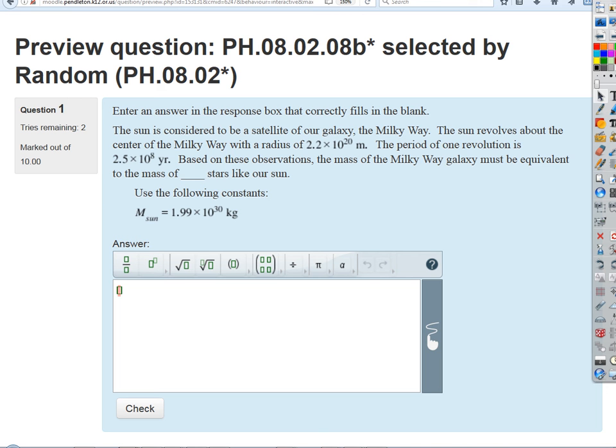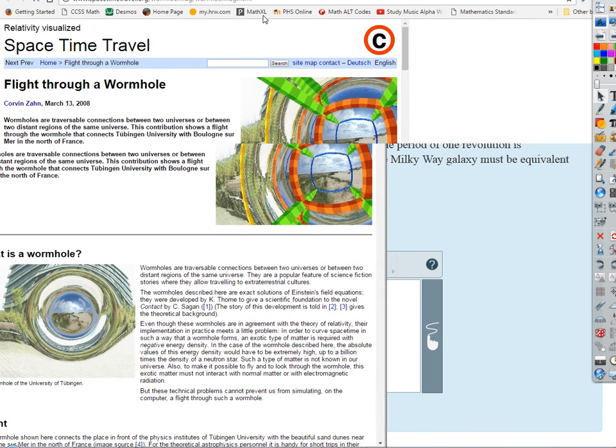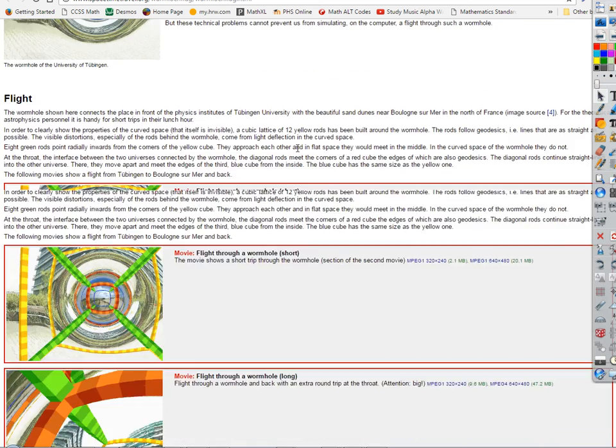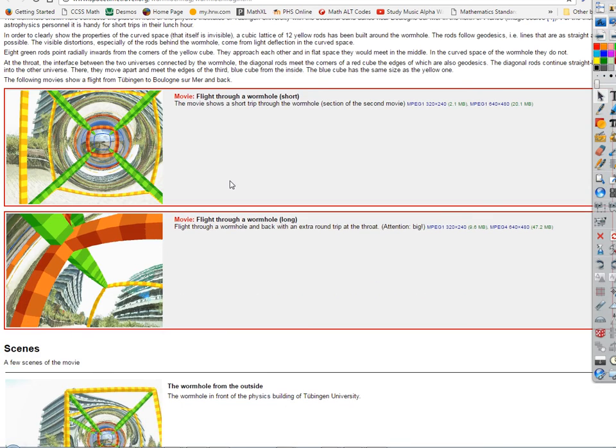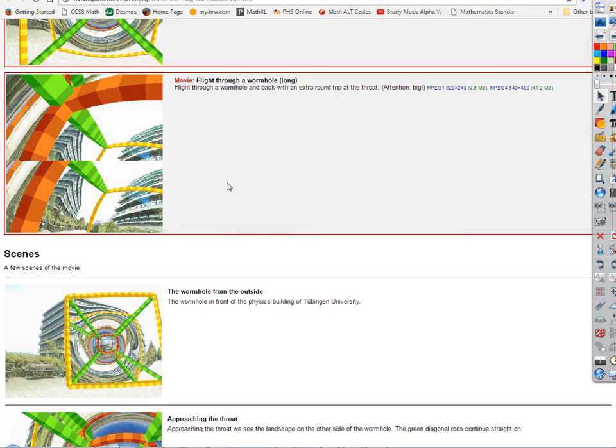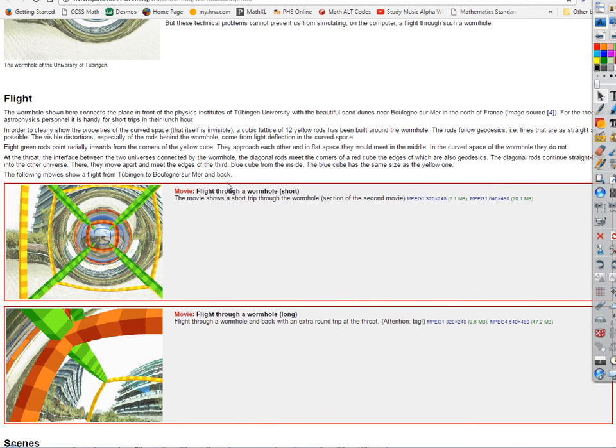Okay, here's some kind of cool stuff. This is what it would look like to go through a small wormhole. How would they know? Oh, you can calculate it. You can calculate what it would look like. Don't worry about it, John. So what's a wormhole?